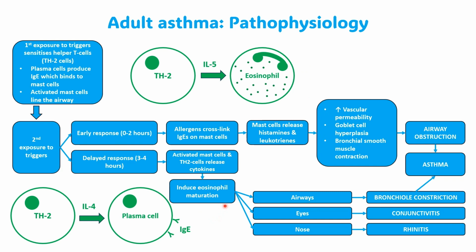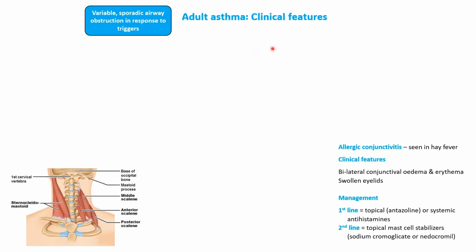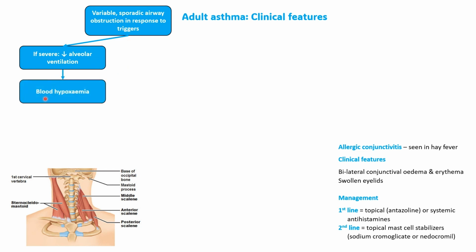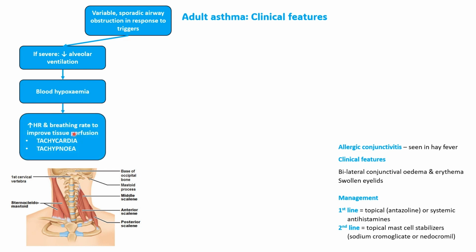Okay, now let's look at another schematic where we're going to be discussing the clinical features of asthma. So we're going to start up here first. So we know that asthma is variable, sporadic airway obstruction in response to our triggers. If it's severe, there can be reduced alveolar ventilation, and we can have a VQ mismatch. So we're going to have hypoxemia, so low oxygen within the blood. This is going to be detected by the body, and we're going to have an increase in heart rate and also an increase in breathing rate to try and improve tissue perfusion. So this is going to result in tachycardia and tachypnea when you're looking at the observations.